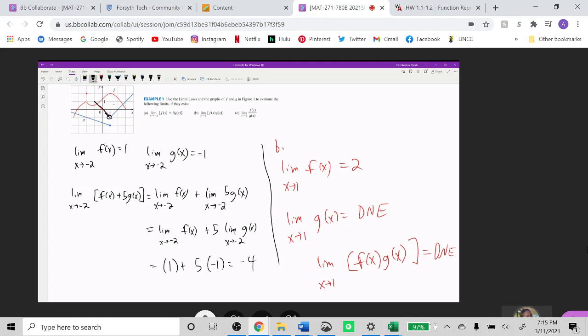Are you saying there's still a limit even though there's no value there? Yes. Because the idea of a limit isn't necessarily the idea of having a value there. It's the idea of being able to get arbitrarily close to a certain value.